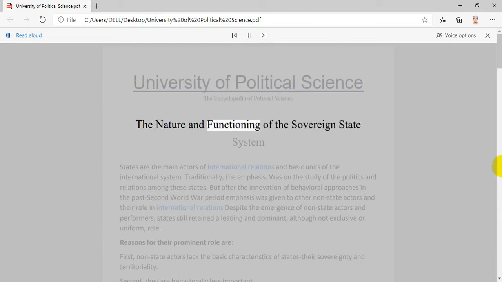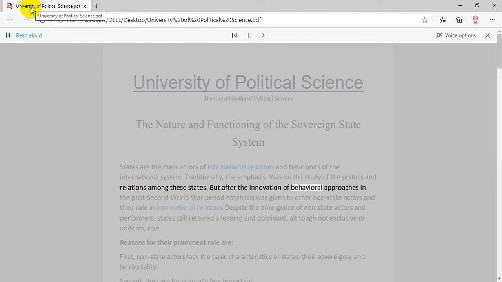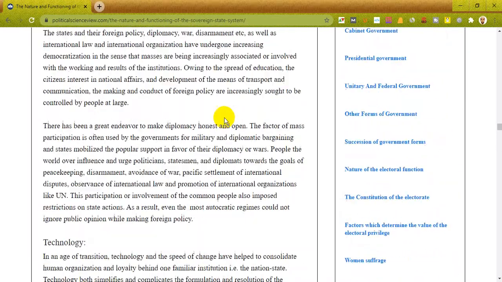The nature and functioning of the sovereign state system. States are the main actors of international relations and basic units of the international system. Traditionally, the emphasis was on the study of the politics and relations among these states. But after the innovation of behavioral approaches in the post-Second World War period, emphasis was given to other non-state actors and their role in international relations.